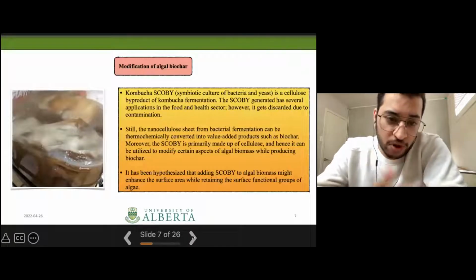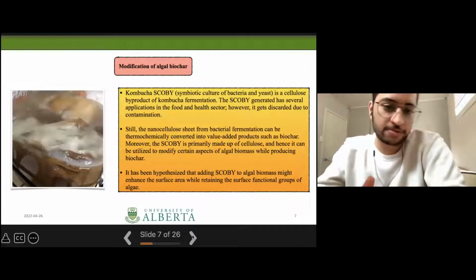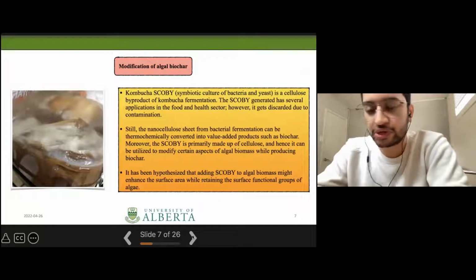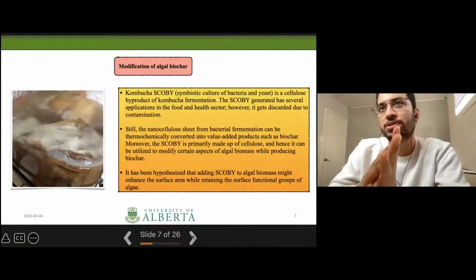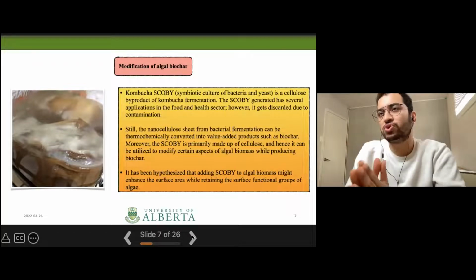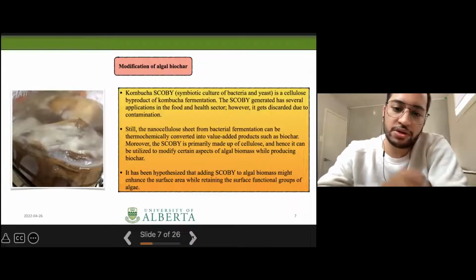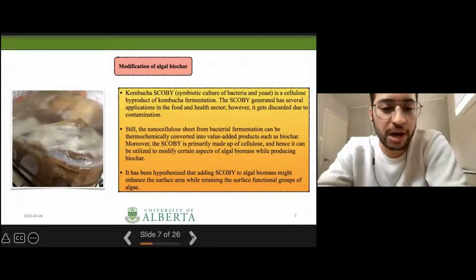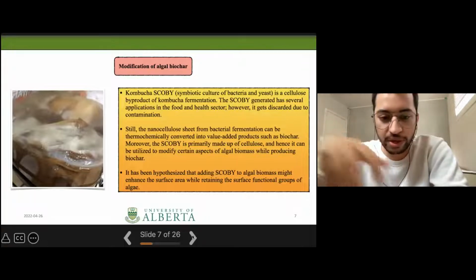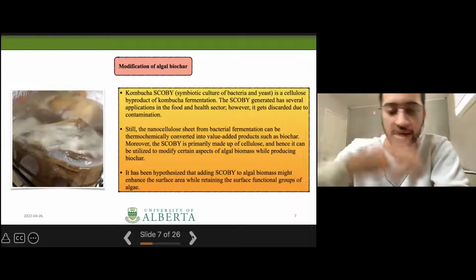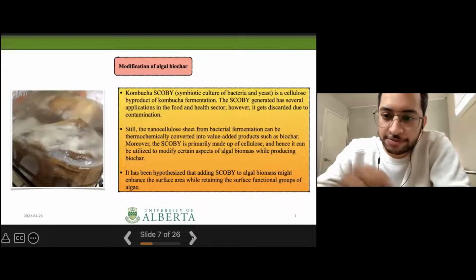For modification, we have used a cellulosic material. It's a SCOBY, a cellulosic material produced from bacterial fermentation. Many SCOBYs, when contaminated, are generally simply thrown out, but we can use them to modify the biochar. We hypothesized that if we modify the algal biomass with SCOBY, then the surface area and surface properties of the resultant biochar will increase significantly.